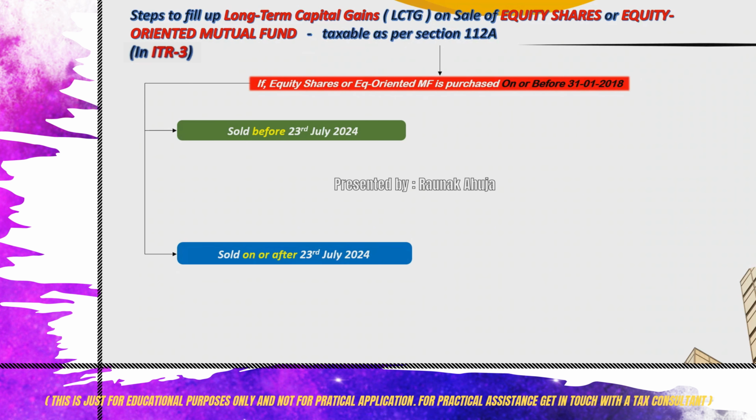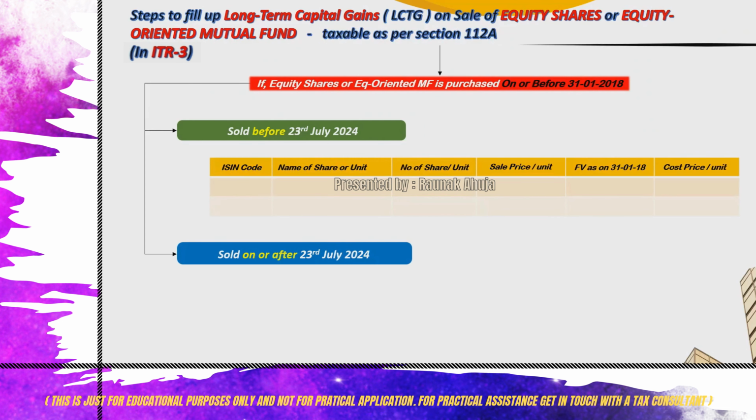Now, the reason why we'll have to calculate it in two separate parts is because the tax rates have changed with effect from 23rd of July 2024 on the long-term capital gains of equity shares. Since the tax rates have changed, we'll have to calculate profits in two separate parts. For this, we'll be needing the following details: the ISIN code, the name of the share or unit, the number of shares or the unit, the sales price per unit, the fair value of the unit as on the 31st of January 2018, and the cost price per unit.